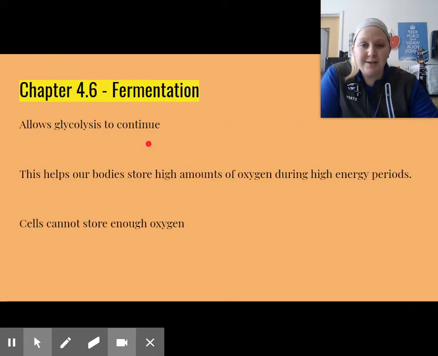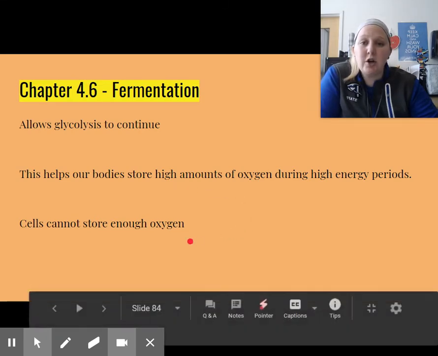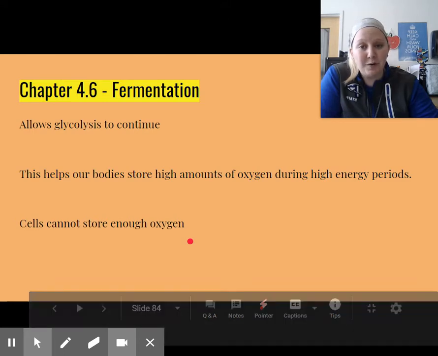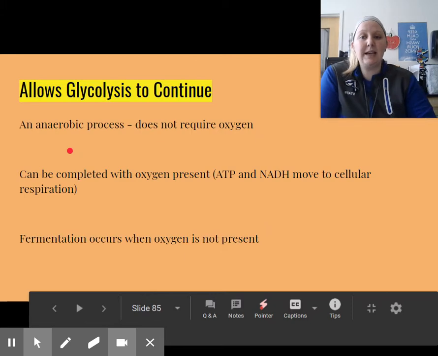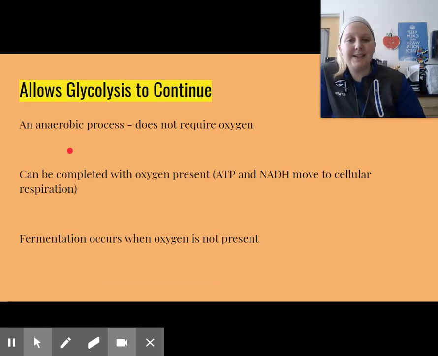Fermentation allows glycolysis to continue in the absence of oxygen. This helps our bodies store high amounts of oxygen during high energy periods. But our cells cannot always store enough oxygen, so we do have to switch to fermentation every once in a while. This is an anaerobic process, and it does not require oxygen.